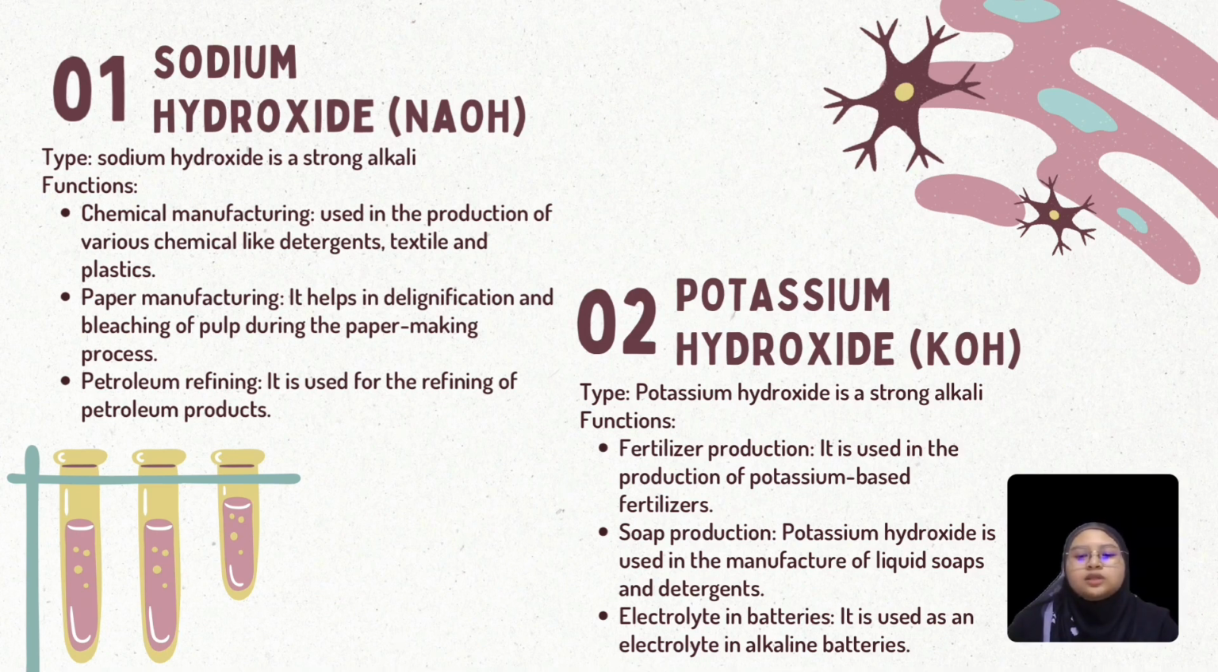The second one is potassium hydroxide. Potassium hydroxide is a strong alkali. The function of potassium hydroxide is, the first one, fertilizer production. It is used in the production of potassium-based fertilizer. The second one is soap production. Potassium hydroxide is used in the manufacture of liquid soap and detergent. The last one is electrolyte in battery. It is used as an electrolyte in alkali batteries.